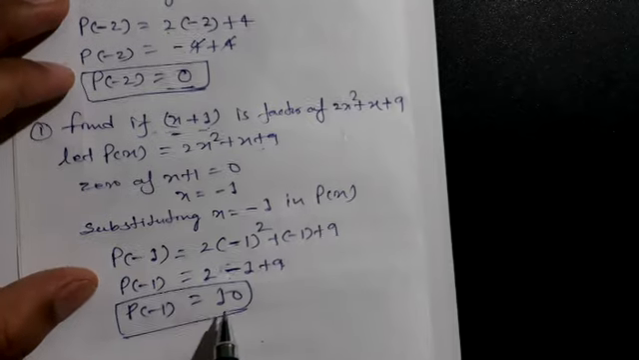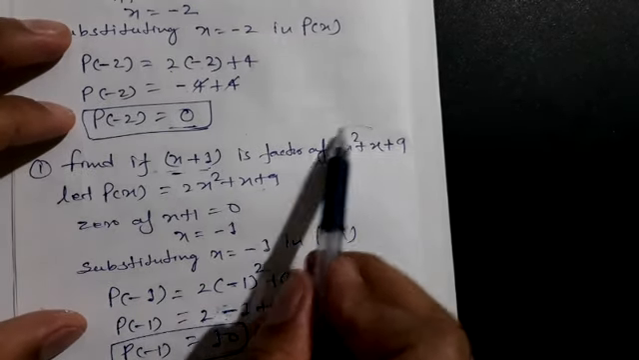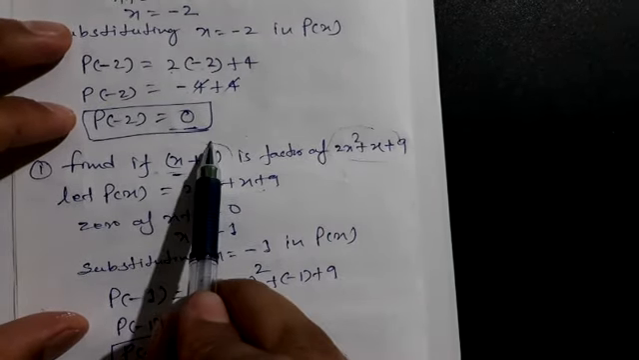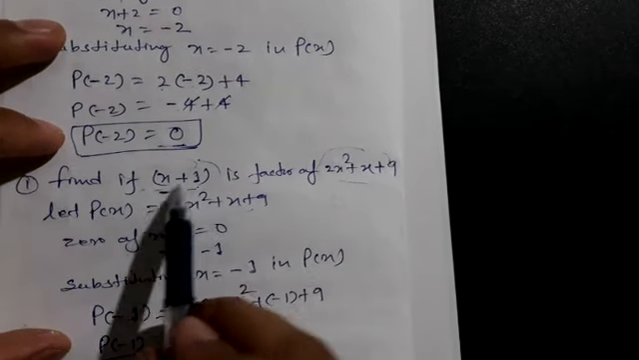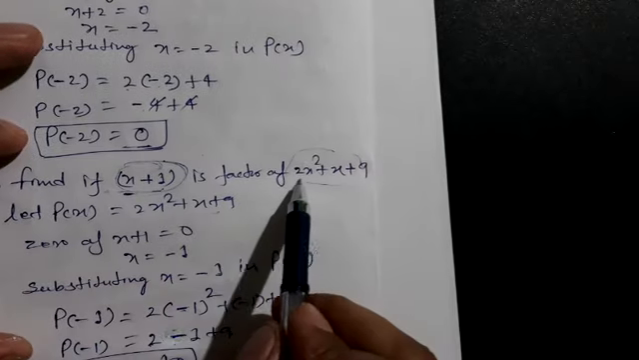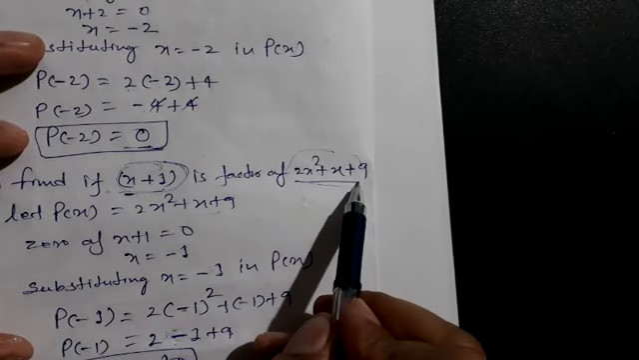It means if you are dividing this polynomial by this polynomial, the remainder is non-zero, the remainder is not 0. So we can say that x plus 1 is not a factor of 2x square plus x plus 9.